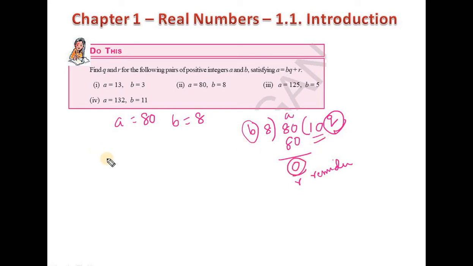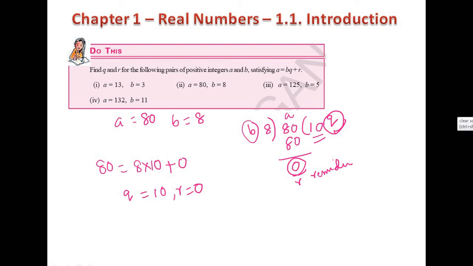So the same thing, how will you be writing? Your 80 is equal to B into Q. So what is my B value? 8 into 10 plus 0. So the final answer, your Q is equal to 10 and R is equal to 0. So this is how you will be able to solve the problem.